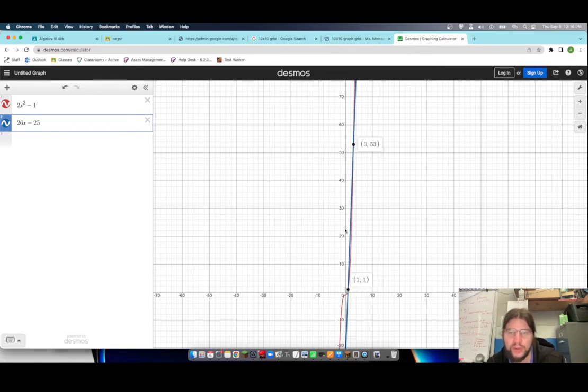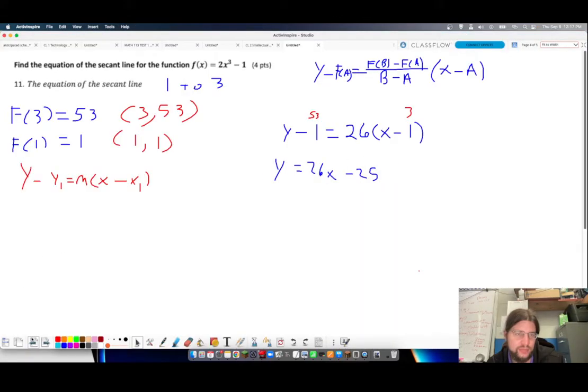So we want these 2 points on there. We want those 2 points.